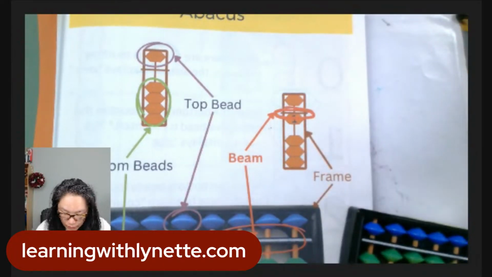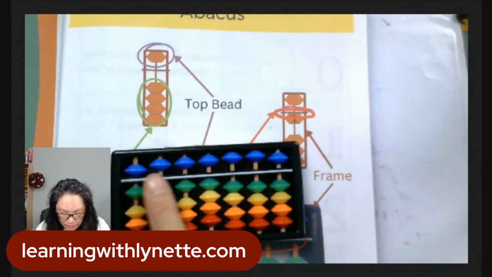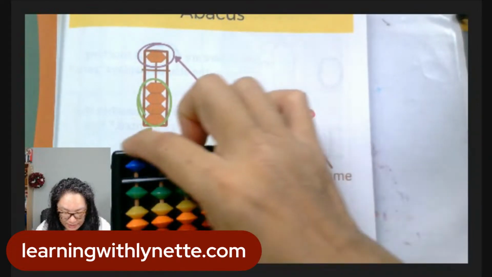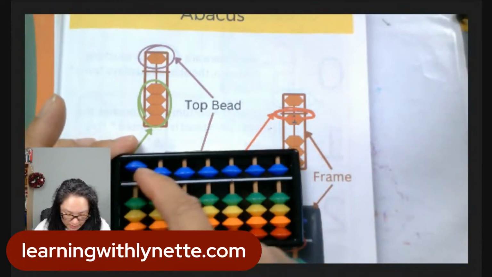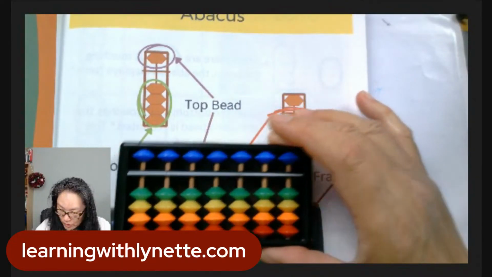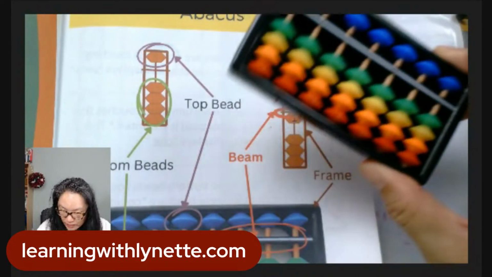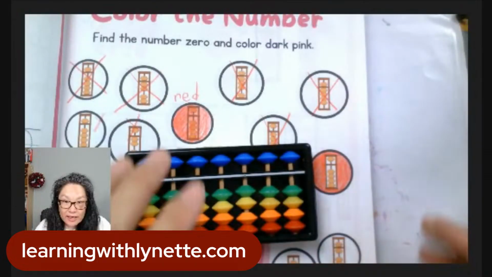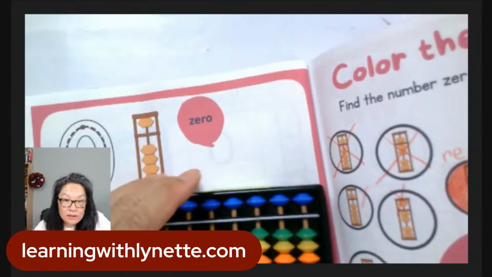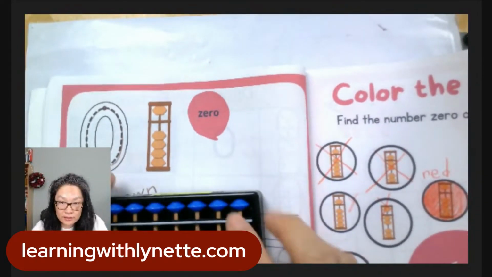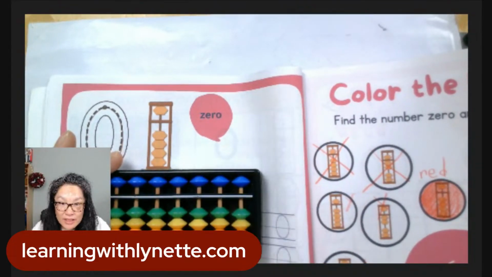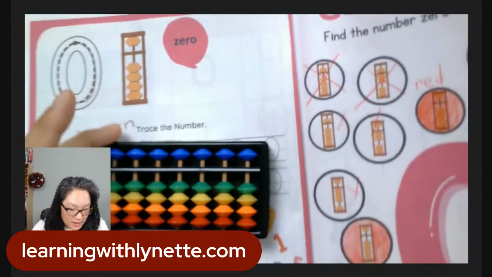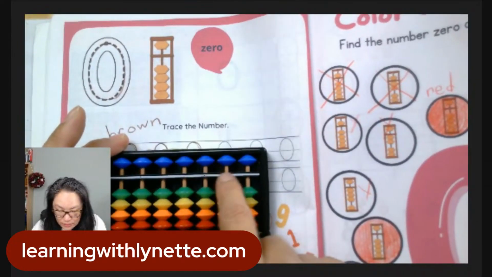So when we look, we have our bottom beads, these are the top beads, and this is the frame. When I do this, this is what we call zero. We are going to be counting on the abacus. Zero is easy because none of the beads are touching the horizontal bar. Because none of the beads are touching the horizontal bar, this is what we call zero.